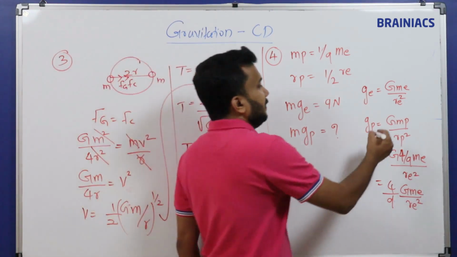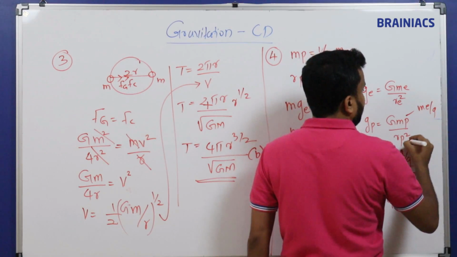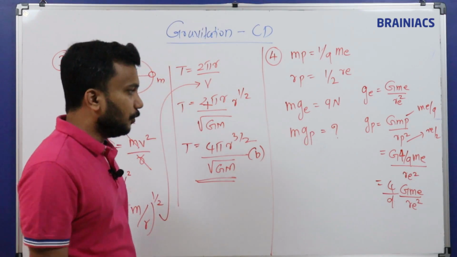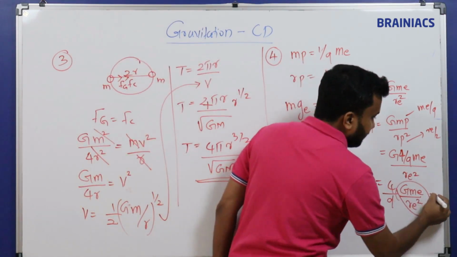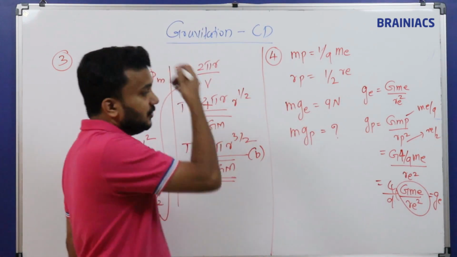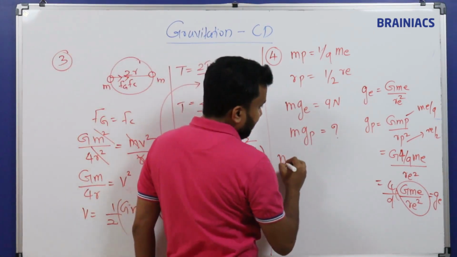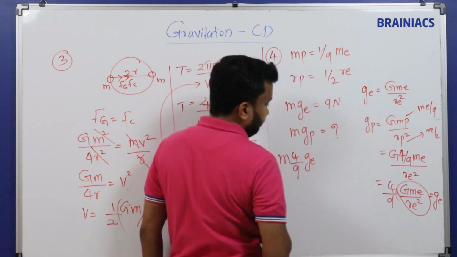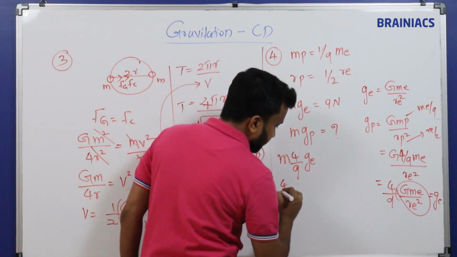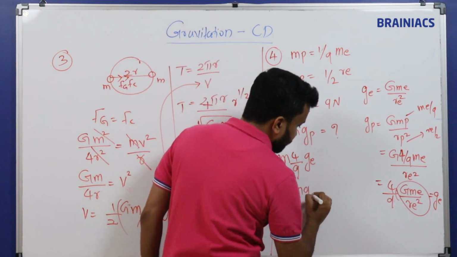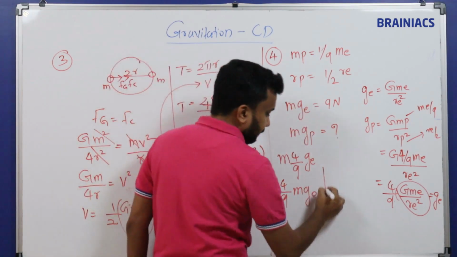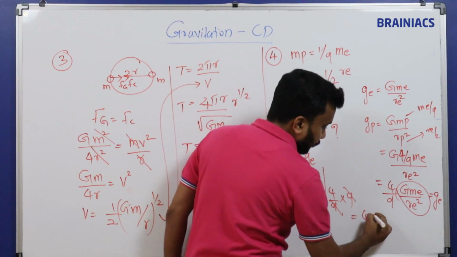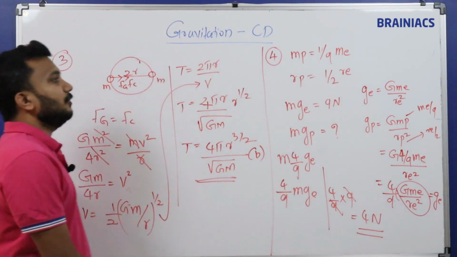We'll substitute for Mp, which is Me by 9, and Rp, which is Re by 2. We'll substitute these two here, so we'll get 4 by 9. What is the value of this one? This one is nothing but the acceleration due to gravity ge. So I can write mgp is equal to 4 by 9 times ge, which means 4 by 9 into mge. What is mge? mge is 9 newton. So 4 by 9 into 9, both cancel. Answer equals 4 newton, the weight of the body on the planet.